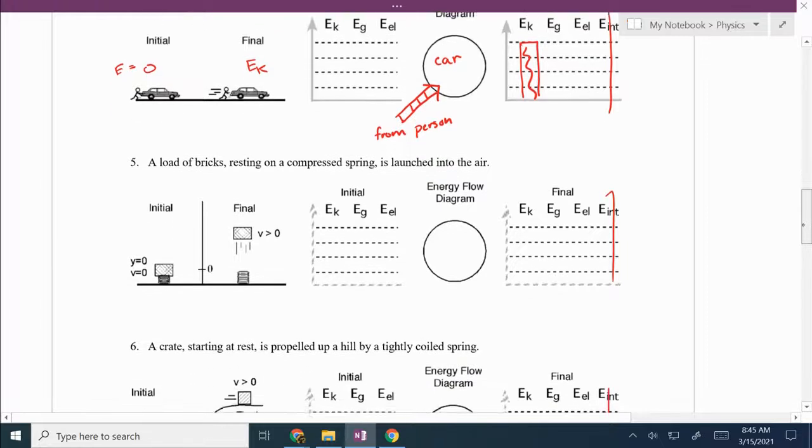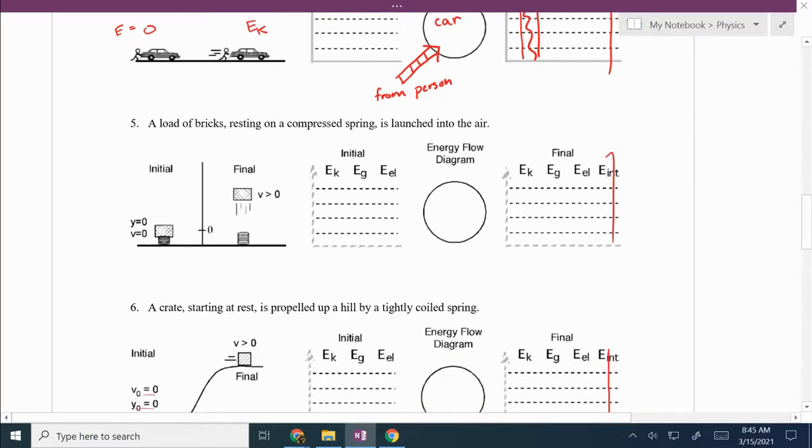Moving along to number 5 here, it's given us some hints. It says that both the height is 0 and the velocity is 0. That tells us that there is no gravitational energy, and there's also no kinetic energy. At the end, it's obviously up high, so we know that we have gravitational energy. It also says V is greater than 0, so we also have kinetic energy, some combination of gravitational and kinetic energy. Here we can see that there is a spring, so that tells us we do have elastic energy. So we're going to start out with elastic energy and end with gravitational energy and kinetic energy.